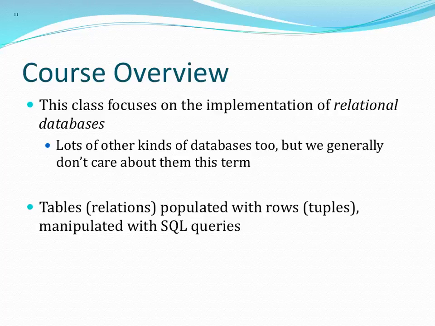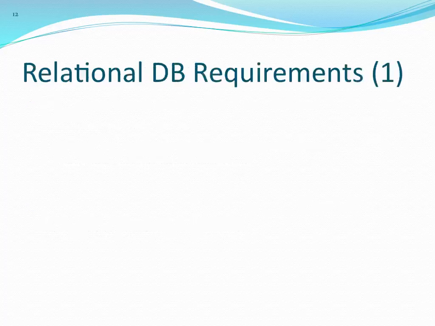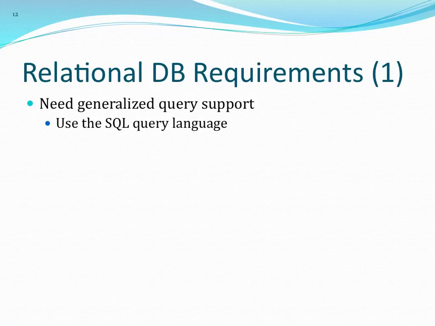For this whole term, you can pretty much say, in my head, relations now equal bags or multi-sets, not sets. We don't really care about sets anymore. Populated with rows or tuples, manipulated with SQL queries. So these are the things we need to provide. We need some kind of generalized query support. We need a data manipulation language. We will use SQL. You are lucky you do not have to write a parser for this, because SQL is kind of annoying. I have a parser that covers most of the language for you.